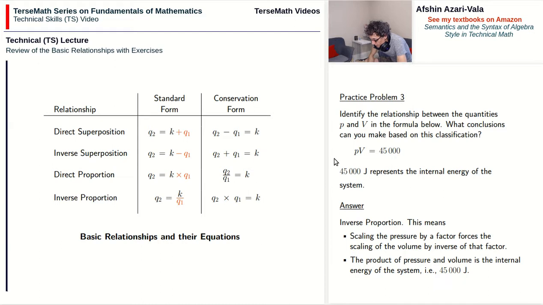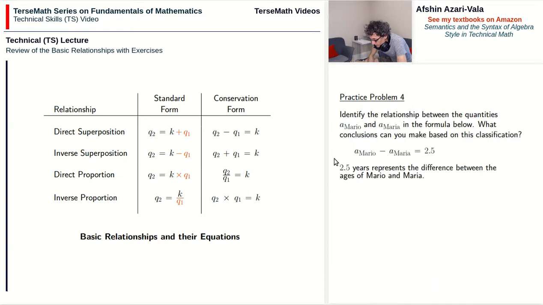Here's problem number 4. Identify the relationship between the quantities age of Mario and age of Maria in the formula below. What conclusions can you make based on this classification? Mario's age minus Maria's age is 2.5, with 2.5 years representing the difference between their ages.